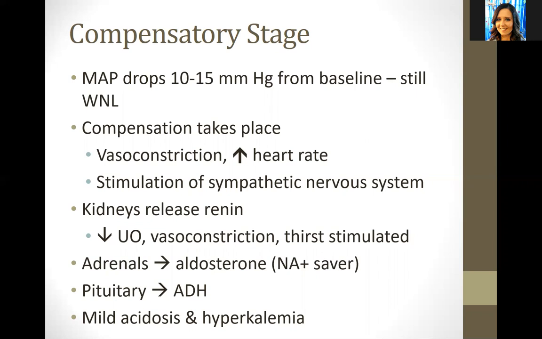The kidneys will release renin. So remember, renin is going to hold our water. So you're going to see a decrease in urine output. You may also see some vasoconstriction to help increase that blood pressure. Patients may feel thirsty at this stage. They're just trying to get more volume, so the body makes them thirsty so that they will drink. At this stage, you'll start to see some of that anaerobic metabolism. And remember, the byproduct of that is lactic acid. So you might see a mild metabolic acidosis.